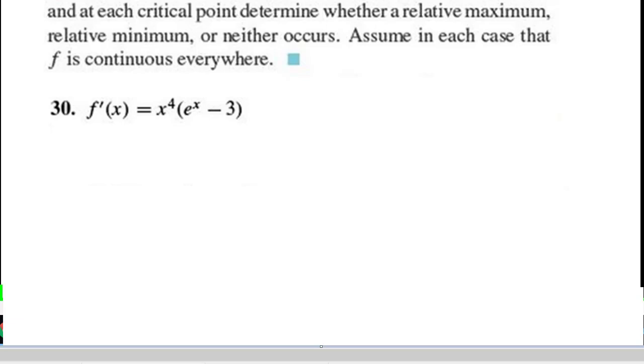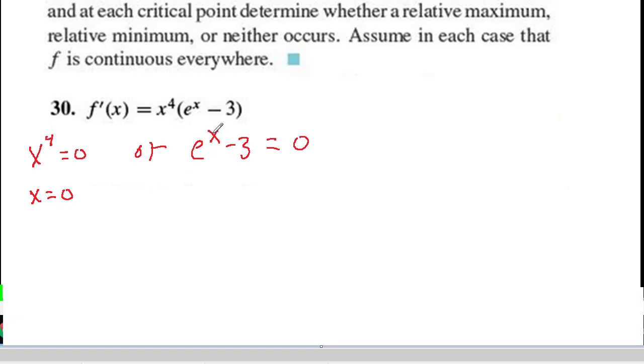And so here it's not that easy to tell by inspection what the zeros are, so we can just set each factor equal to 0. So x to the 4th has to equal 0, or e to the x minus 3 has to equal 0. For this one, the only number that you could raise to the 4th power and get 0 is 0. So that's one critical point.